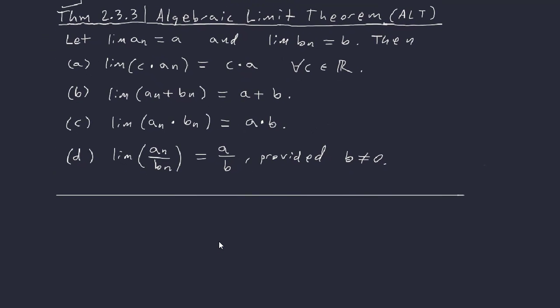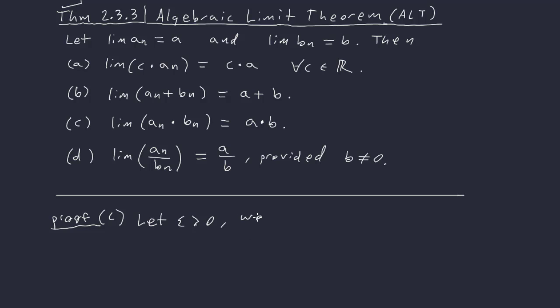All right, so let's look at the proof of B, or sorry, of C. Okay, so we want to show that the limit of an times bn converges to a times b, and that's provided, of course, that an converges to a and bn converges to b. Okay, so we're going to start by letting epsilon be greater than 0.